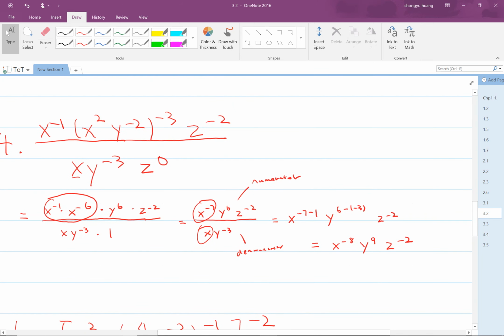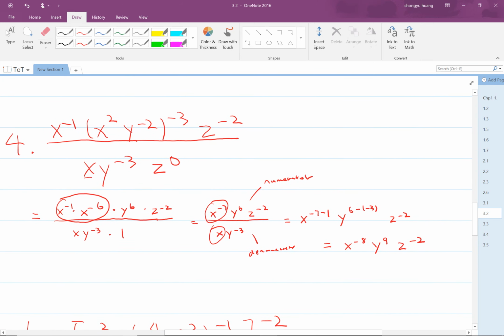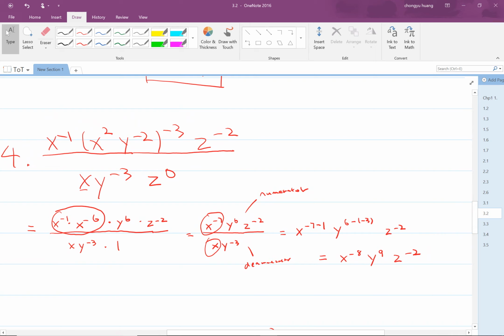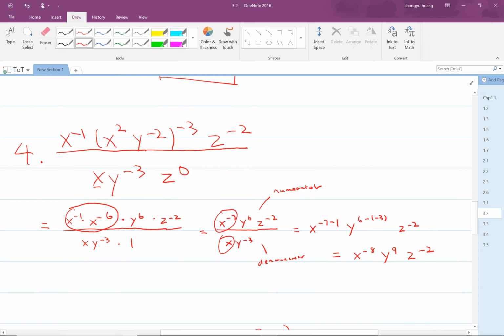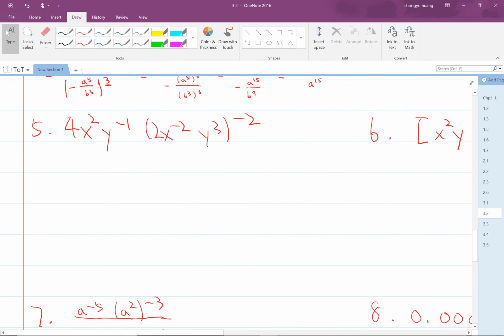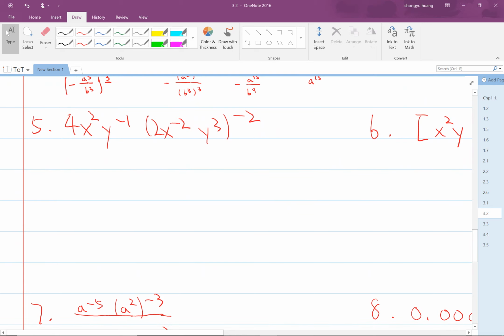Okay, makes sense, right? So this is the answer for question 4: x to the power negative 8, y to the power 9, z to the power negative 2. Okay, now we're moving on to question 5.